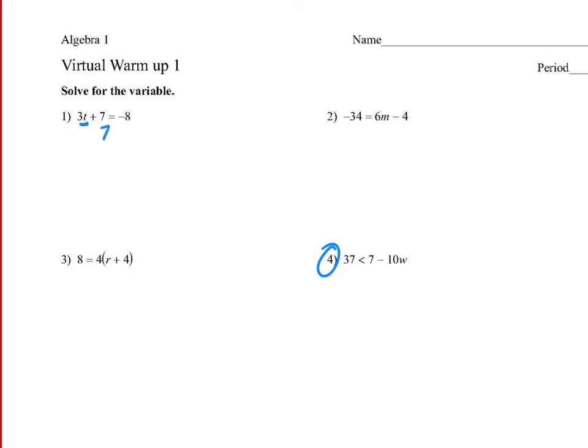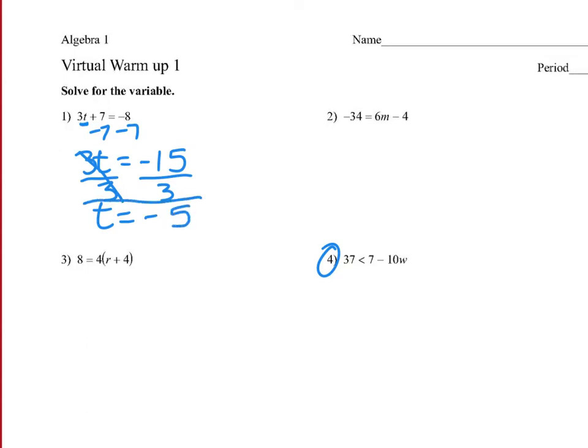And how do I do that? I'm going to subtract it. So I subtract 7 from both sides. 3t is now equal to negative 8 minus 7. That's negative 15. And I have to get t by itself, so I have to get rid of the 3. Well, that's multiplication there, so I'm going to take both sides and divide by 3. The 3's cancel out on the left, so t is equal to negative 15 divided by 3, negative 5.